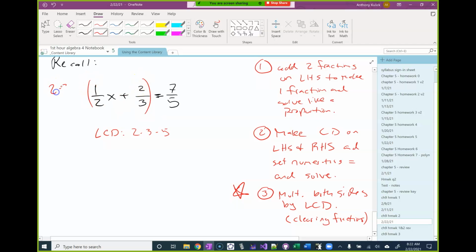So I'm going to multiply this side by 2 times 3 times 5, and this side by 2 times 3 times 5. Note that I'm not multiplying the top and bottom of the fraction by that. I'm just multiplying basically the tops by that. Everybody's okay there? So when I distribute this to the first fraction, the 2's would cancel, right? Everybody agree with that? Well, let's write it out, I guess.